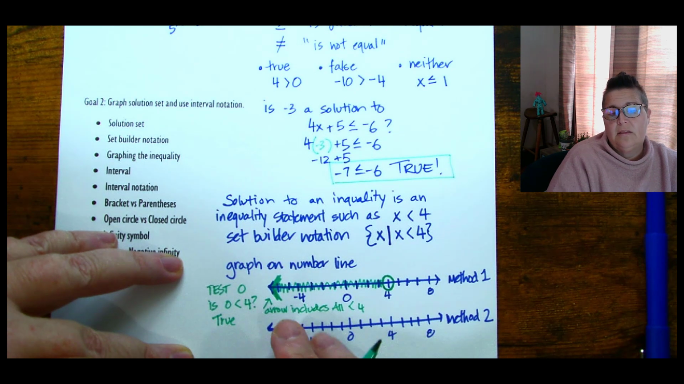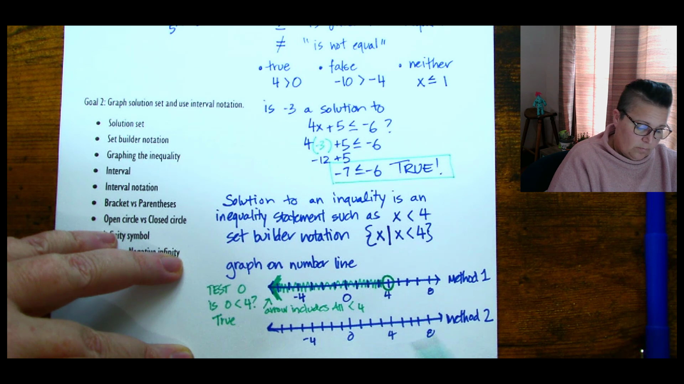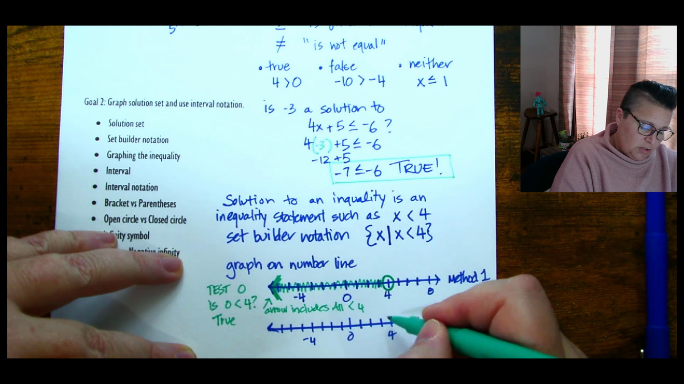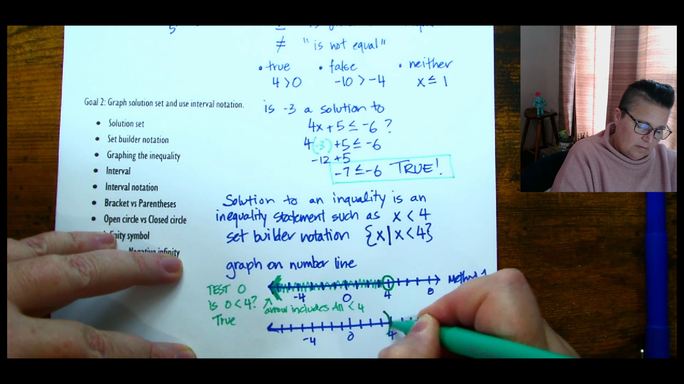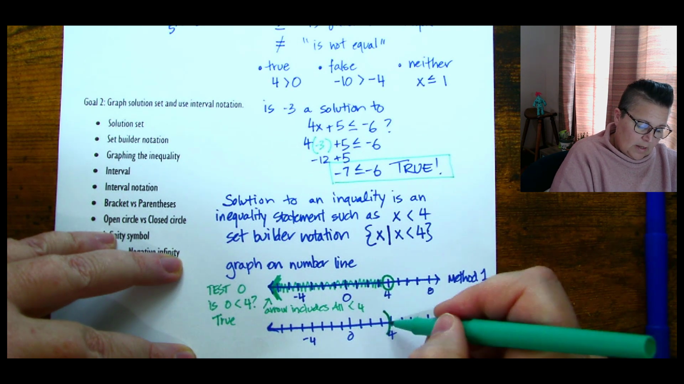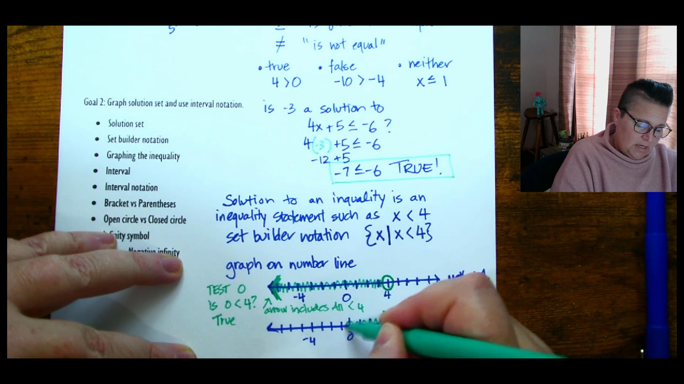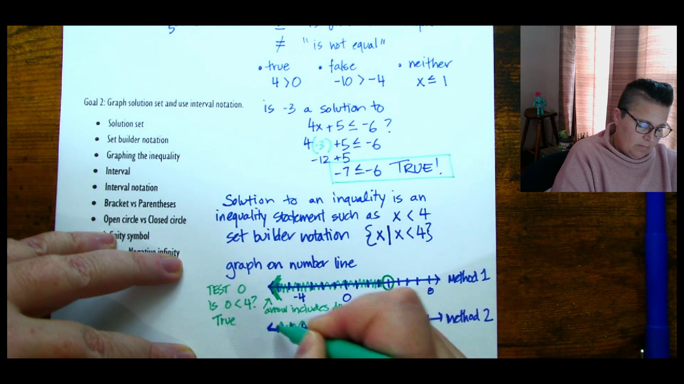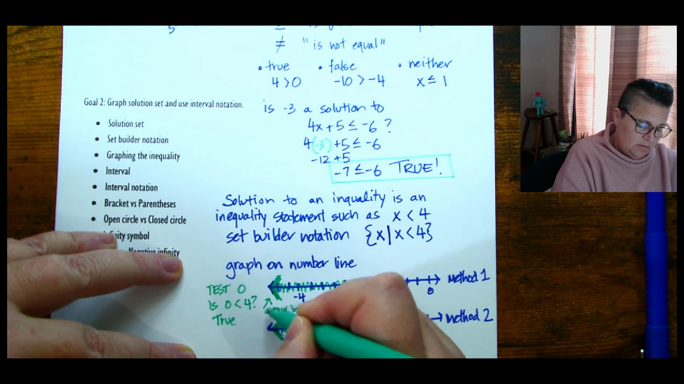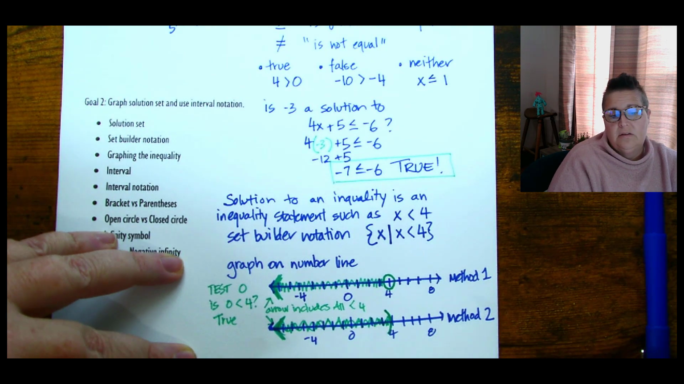Okay, this would be the first graph with the open circle and the arrow. The method number 2 would not use an open circle, but rather would use a parentheses. And we're still going to be shading in the direction of 0. So that part remains the same. And we're still going to use the arrow to say that we include all the numbers less than 4.